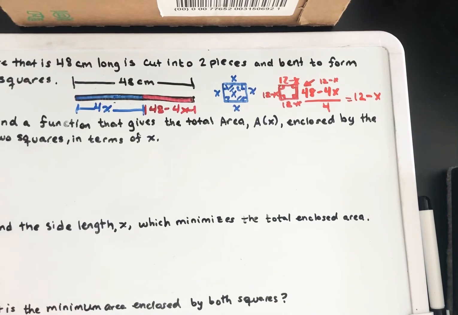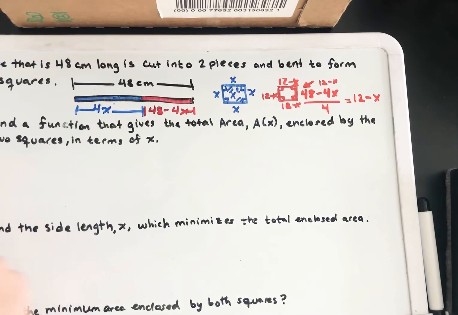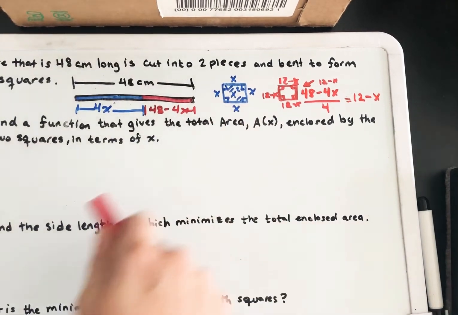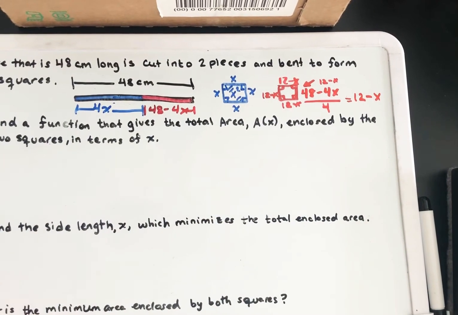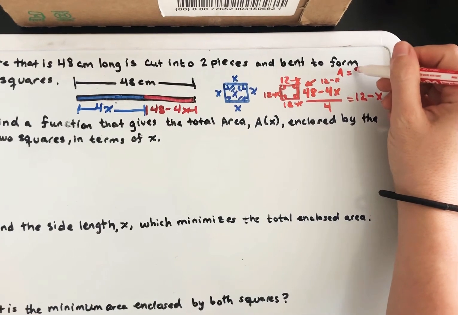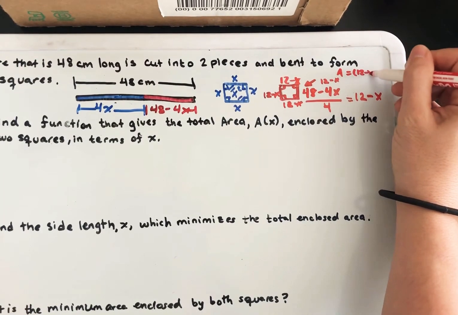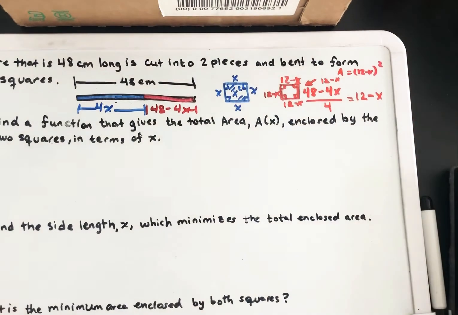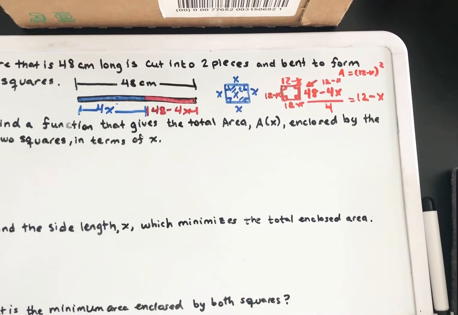Now what would that mean for your area, though? Well, it was easier when it was the blue little one, where we did x times x. The area of that guy would be x squared. But the area of this guy here, his area, would be its length times its width, so 12 minus x times 12 minus x, or 12 minus x squared. And you could actually FOIL that out.